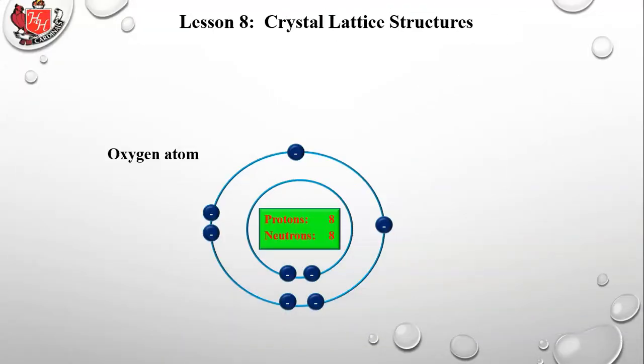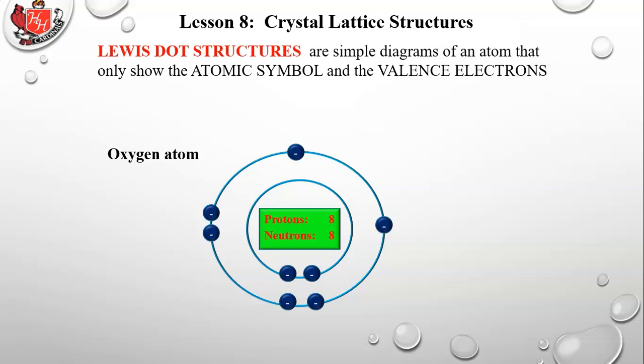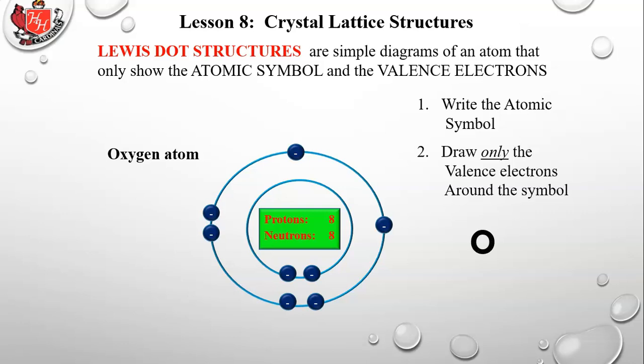Let's look at another example. See if you can do this one on your own. Here's oxygen. So write the atomic symbol. There it is. And draw only the valence electrons around the symbol. And there we go. That's the Lewis dot structure for oxygen.